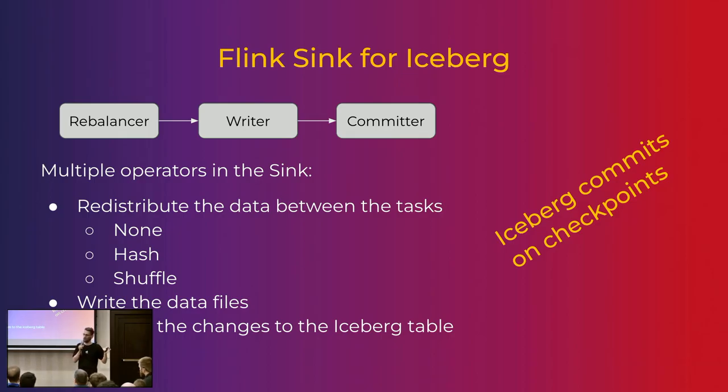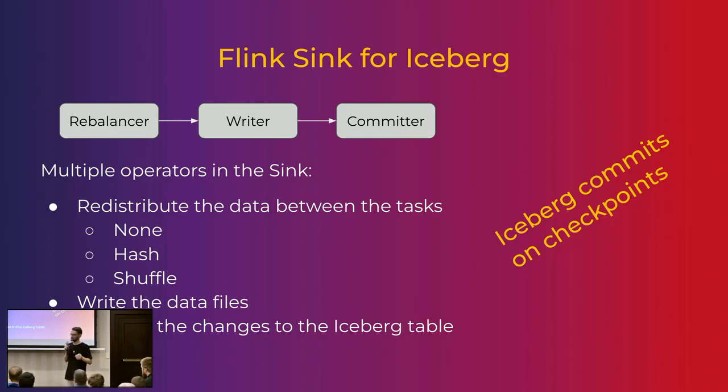Is it optimal from the reader perspective? Well, if you have an unpartitioned table, if you have equally distributed number of records in your streams, then it's fine. But if you have partitioning, for example, then if your writer receives records for different partitions, it needs to write multiple files. So if you have 10 writers and 20 partitions, you end up writing 200 files in every commit. That will be adding up in the long term.